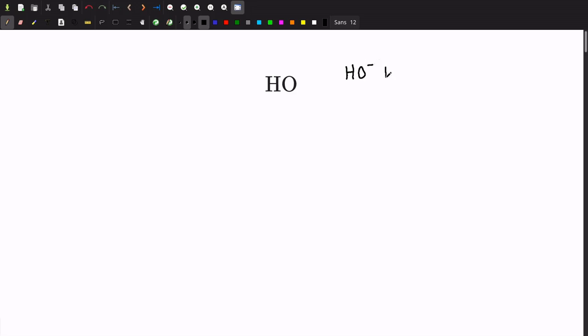This is not a hydroxide ion. Okay, there's no negative charge here. This is a neutral species with hydrogen and oxygen, so it's not that guy. That is a different thing with a very different chemistry than what we're looking at here. But we're going to begin as we always do.